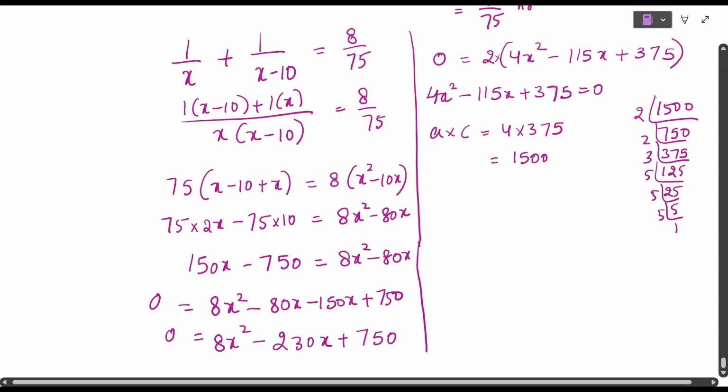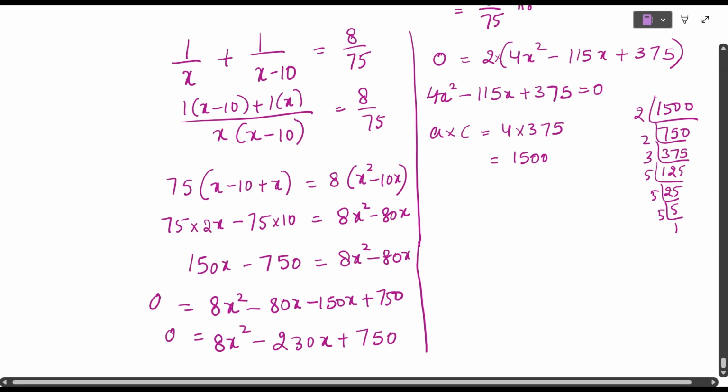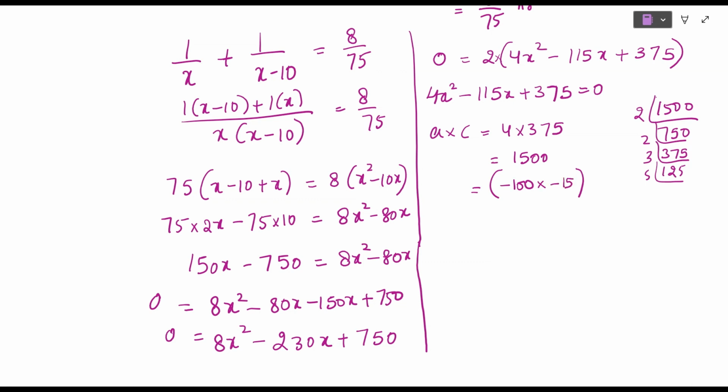So what are the two numbers you are going to take here? Just take these two and the remaining. 15, 100 into 15. So minus 100 into minus 15, students. Now minus 115 is given by minus 100 minus 15. So check this, product and sum.